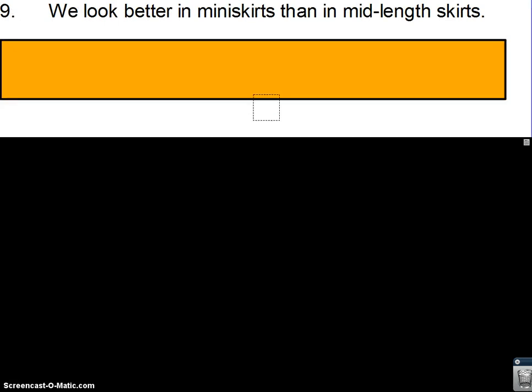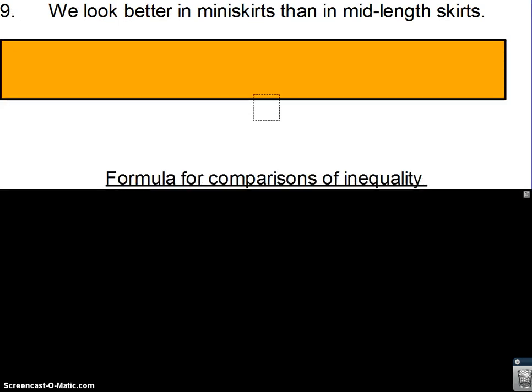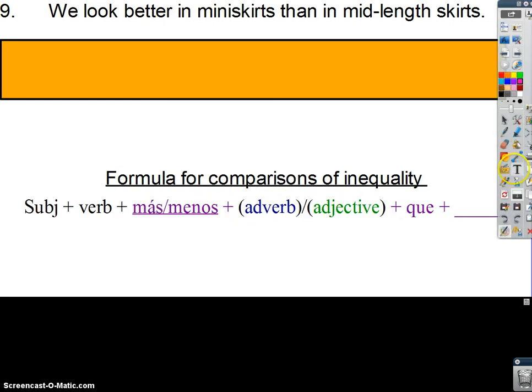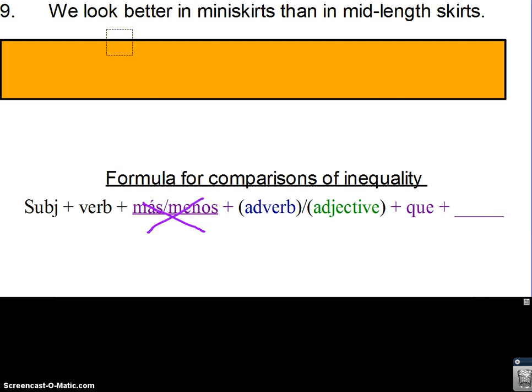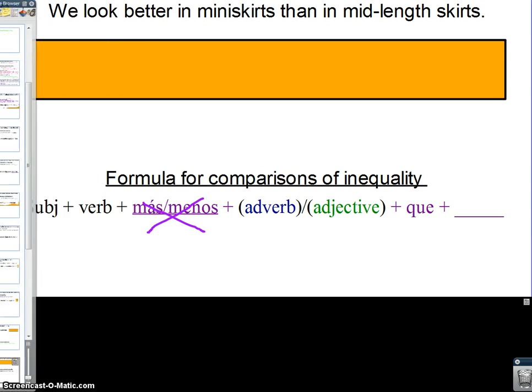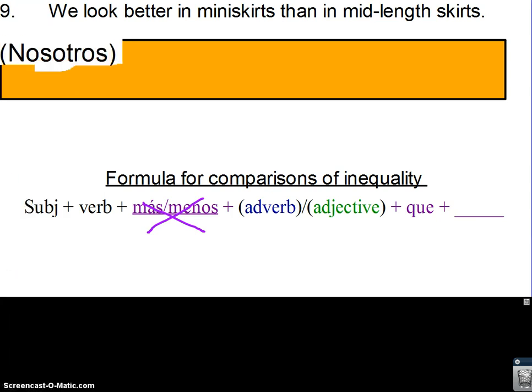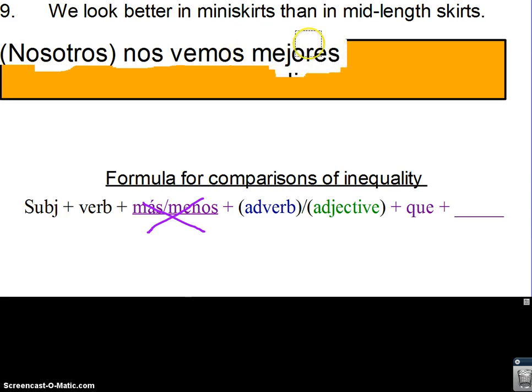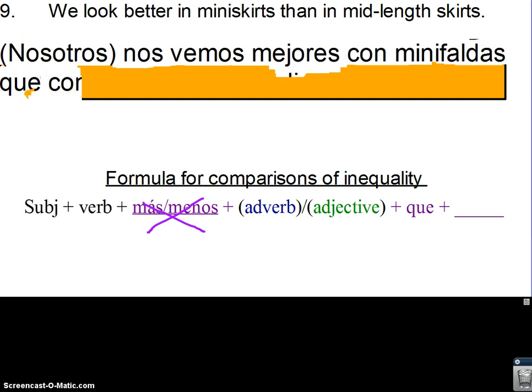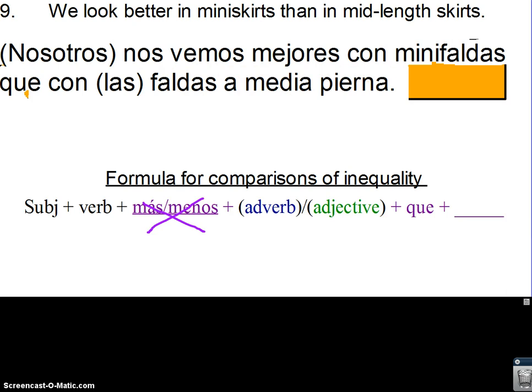Number 9. We look better in mini skirts than in mid-length skirts. Again, we've done this one before. This is a comparison of inequality, better. However, it is another irregular. In Spanish, we have a word for better, so we're not going to want more better, so we get rid of the más o menos part. And remember, to look or appear in something in Spanish is the verb phrase verse con. You might have nosotros, although it'd be better to say nosotras if we're talking about miniskirts. Nos vemos, it's a reflexive verb. We say in. We look better. Mejor, make it match. Mejores, because there's more than one of us. Con minifaldas, que con faldas a media pierna.